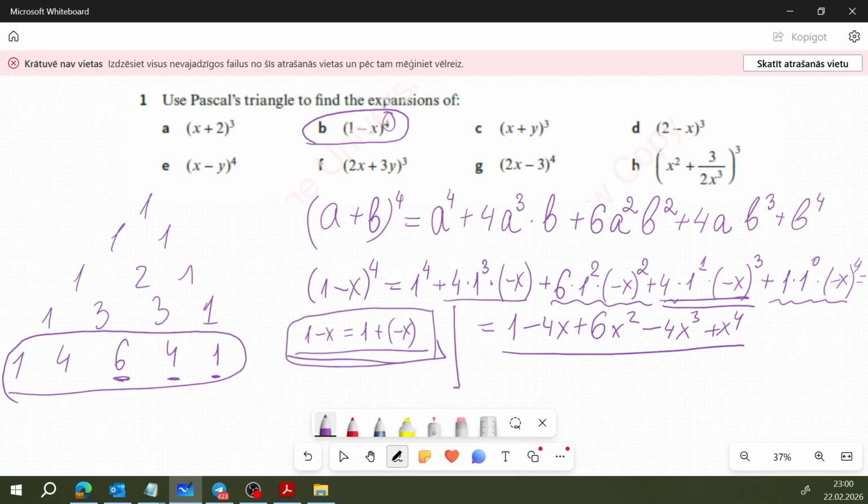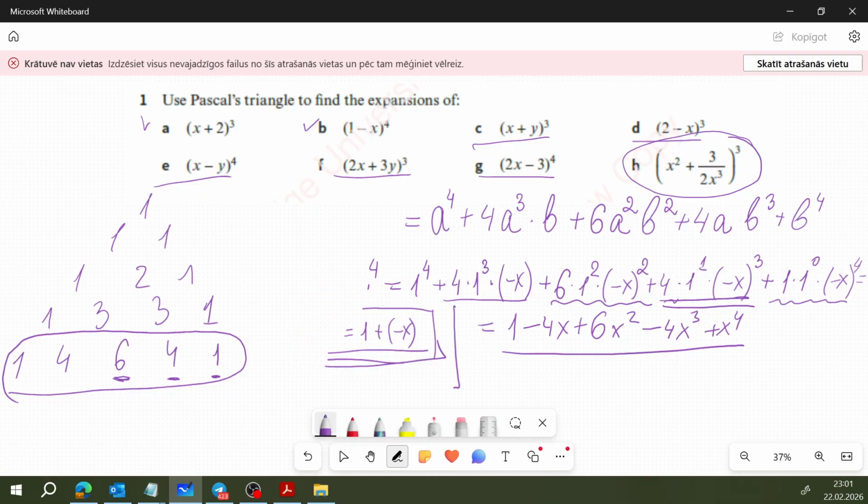So this is done. So I can mark that this one is done and this one is done. Now these other things you'd have to do yourself, and I will show you one more, the last one. So I will delete everything from here. I will leave only the Pascal triangle.